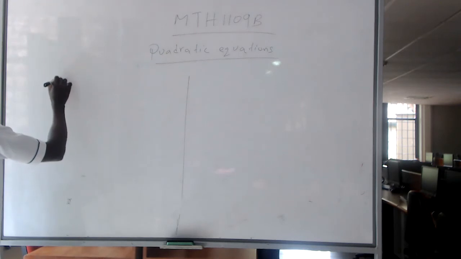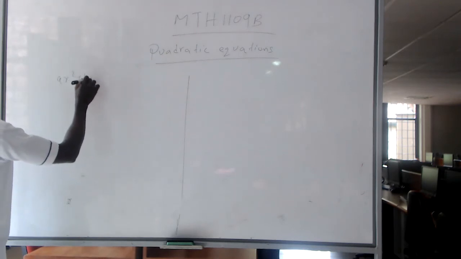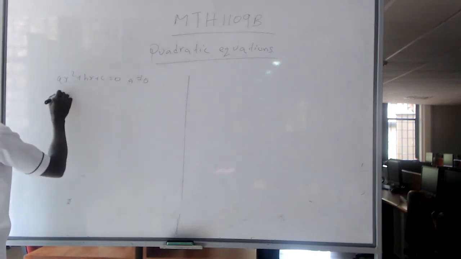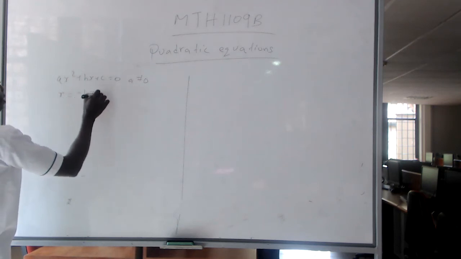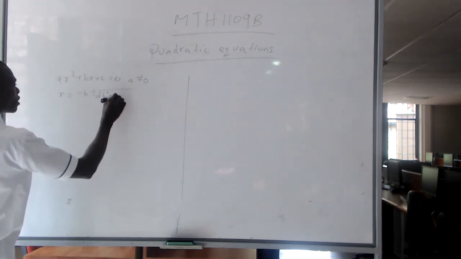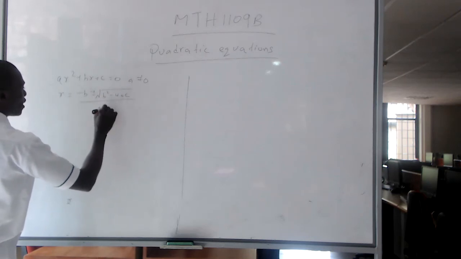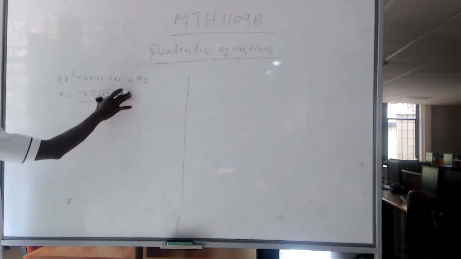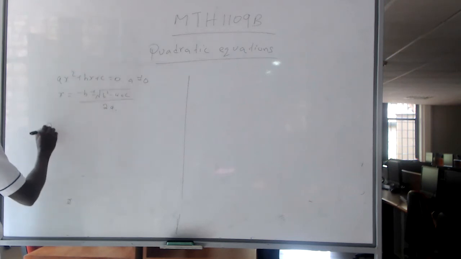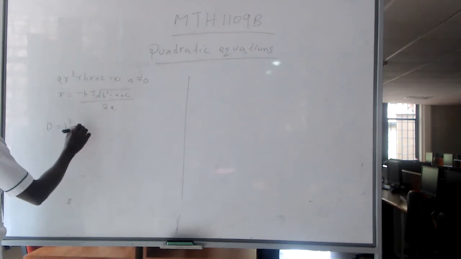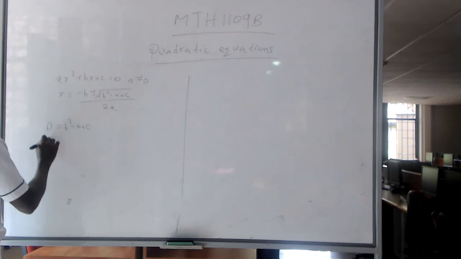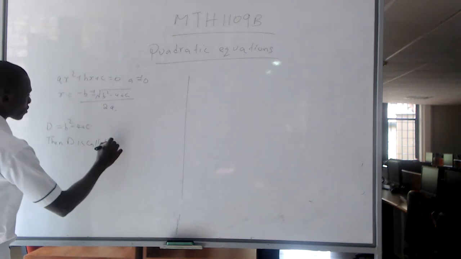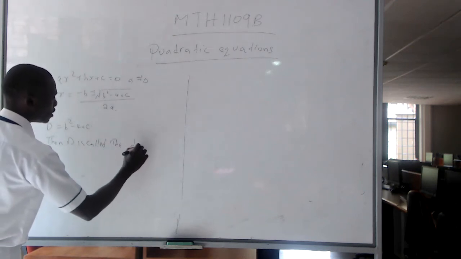So from the formula, solving ax squared plus bx plus c is 0, where a is not 0, we have that x is minus b plus or minus the square root of b squared minus 4ac divided by 2a. This term that is inside the root is what we call the discriminant. So let d be b squared minus 4ac. And then d is called the discriminant.